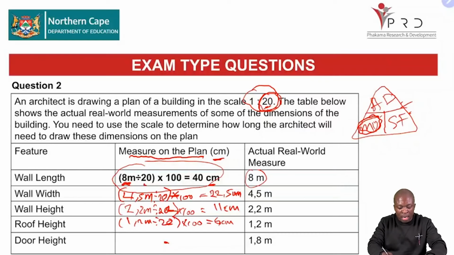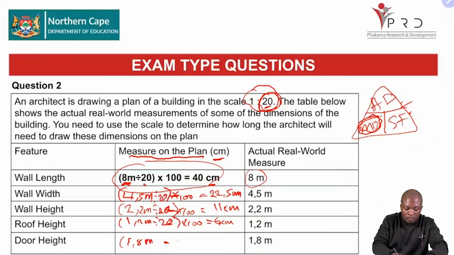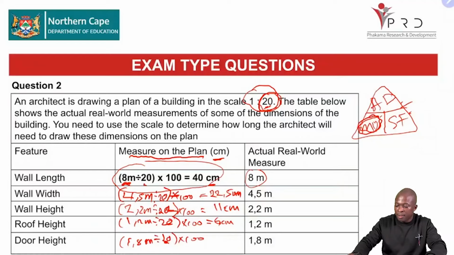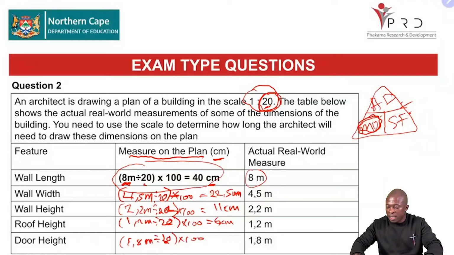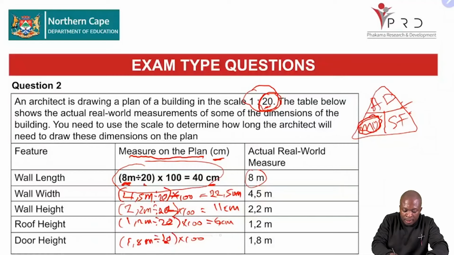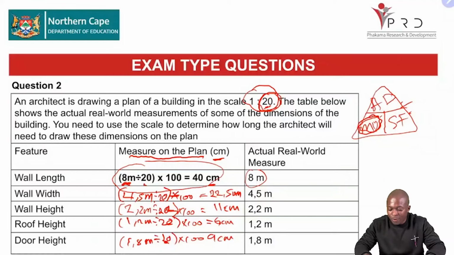Let's go to the door height. So now we have 1.8 meters divided by 20, close the bracket, multiply by 100. So you go and press that 1.8, you divide that by 20, you multiply everything by 100, and that should give you 9. So you have your 9 centimeters. Well done if you managed to get these values correct.